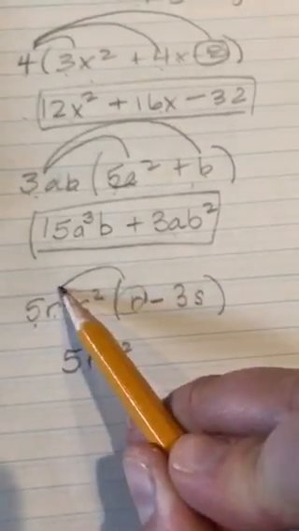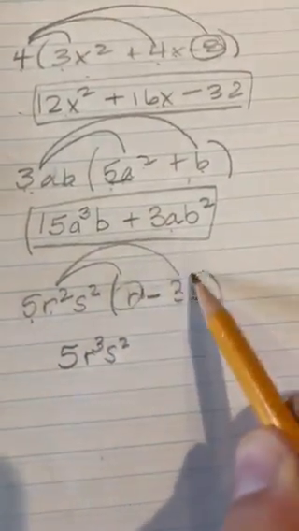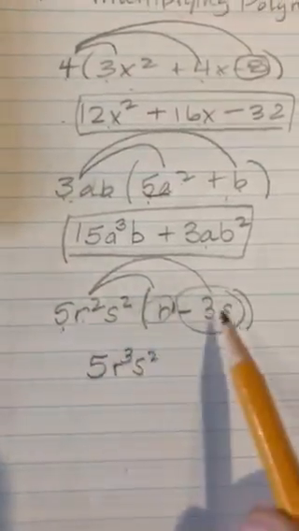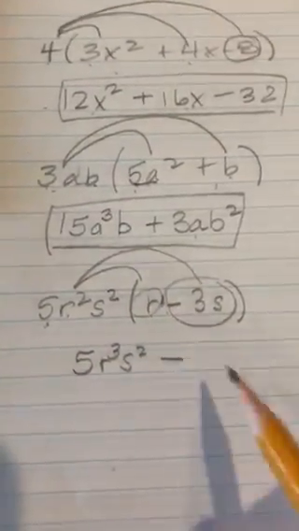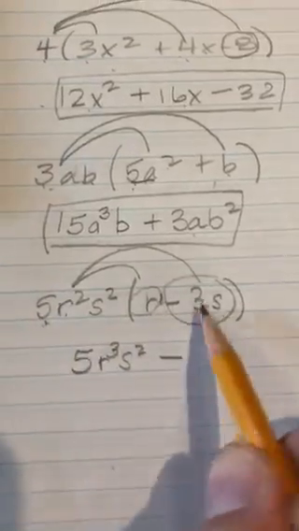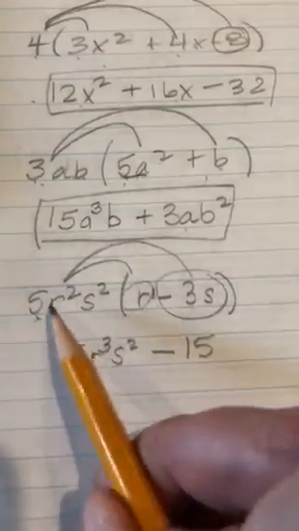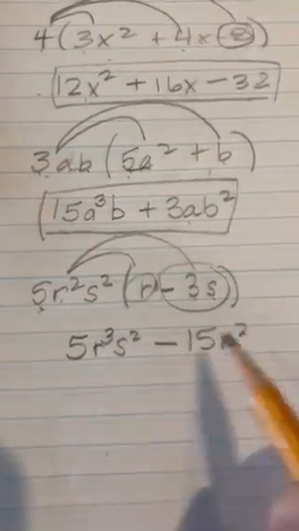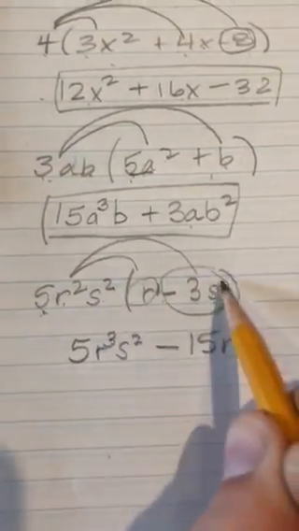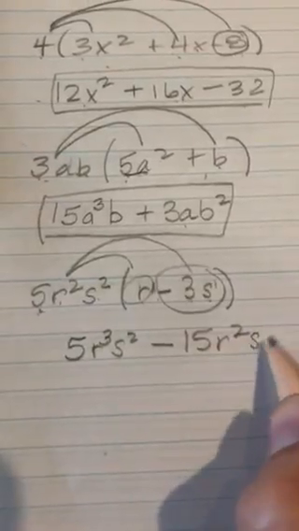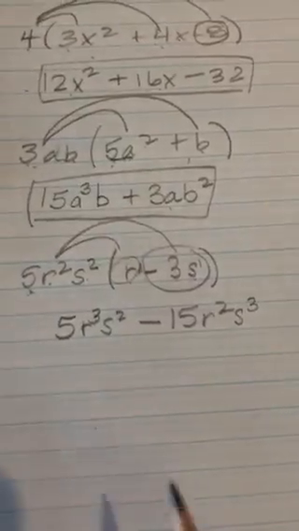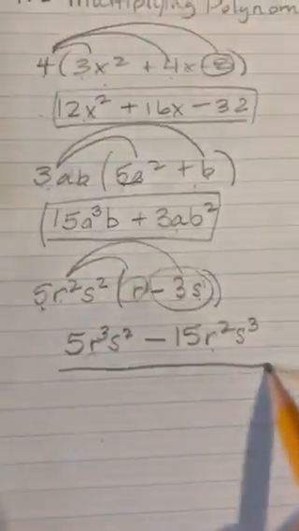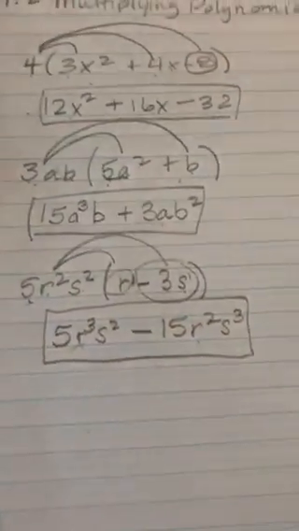Okay, now we distribute 5r squared s squared to the second term. So a positive times a negative makes it a minus. 5 times 3 gives us 15. R squared, nothing to multiply r by, so it stays r squared. And then s squared times s to the first becomes s cubed. So r cubed, r squared, not like terms. So this is as simple as it gets.